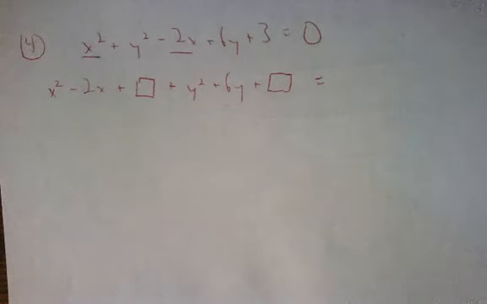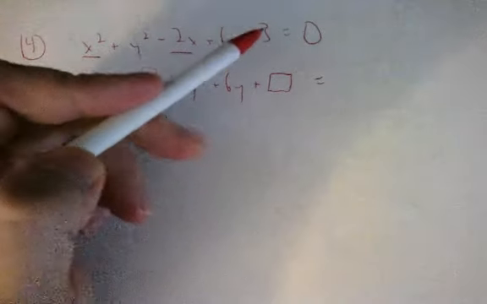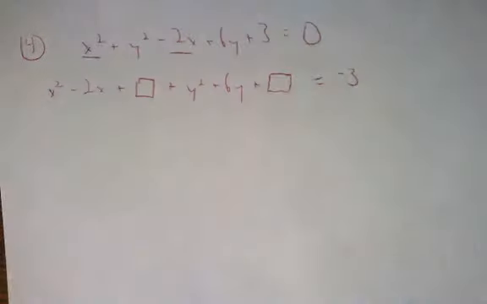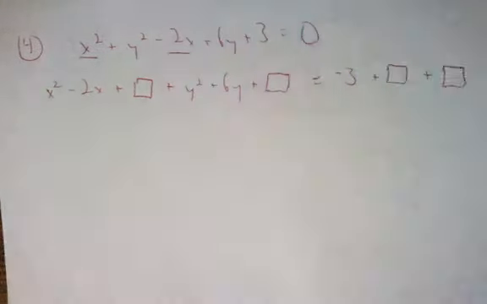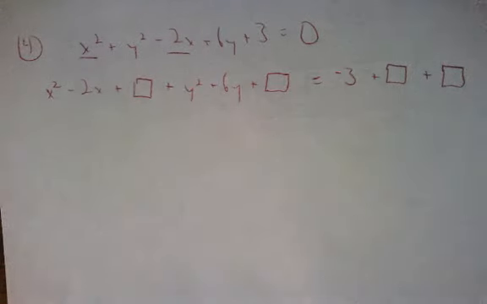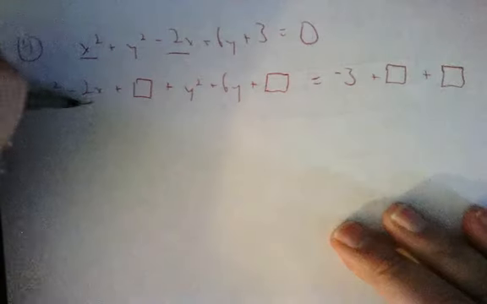Equals. Any term that doesn't involve a variable goes over to the right side of the equation, the other side of the equal sign. So if I have to move a positive 3 over to the other side of the equal sign, it becomes its opposite, minus 3. Okay? Now, however many boxes I opened up on the left side, I also want to open up on the right side. So 2 boxes were opened up on the left, 2 boxes were opened up on the right.